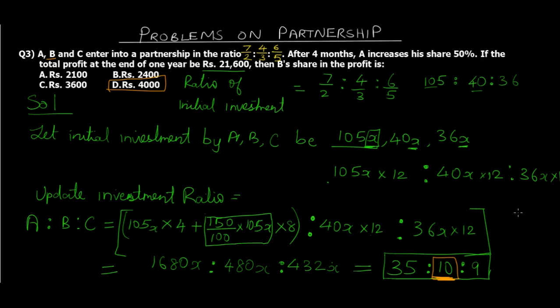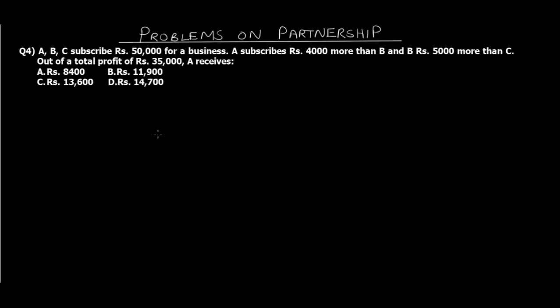Okay, so let's move on to question number 4 now. So let me just read out the question. A, B, C subscribe rupees 50,000 for a business. So we know the total amount of investment, which is 50,000. A subscribes 4,000 more than B, and B subscribes 5,000 more than C. So out of the total profit of rupees 35,000, A receives, which means A's profit is.